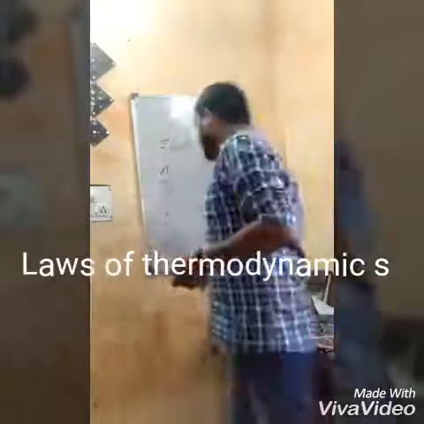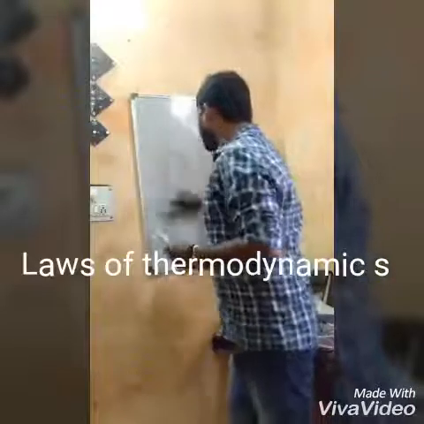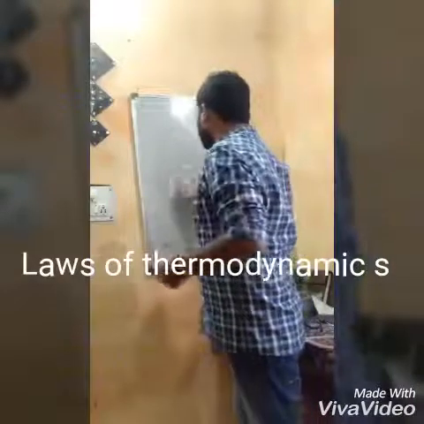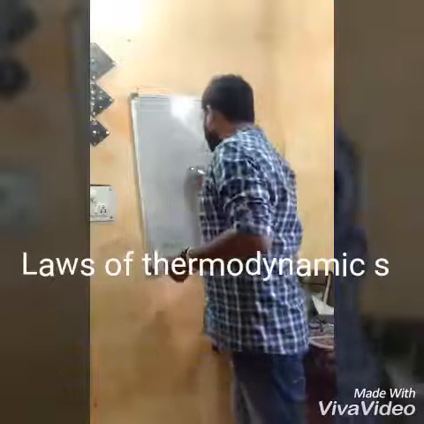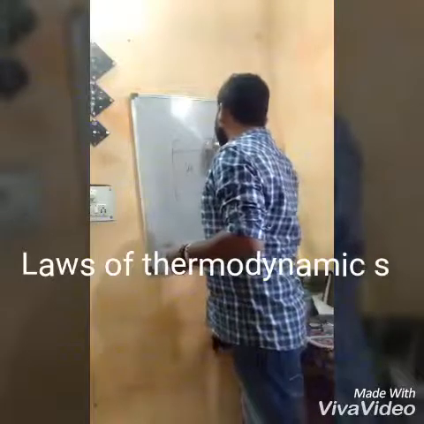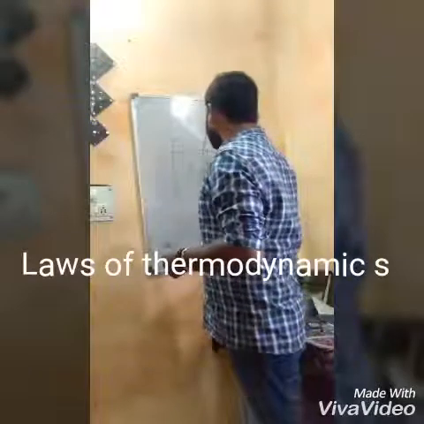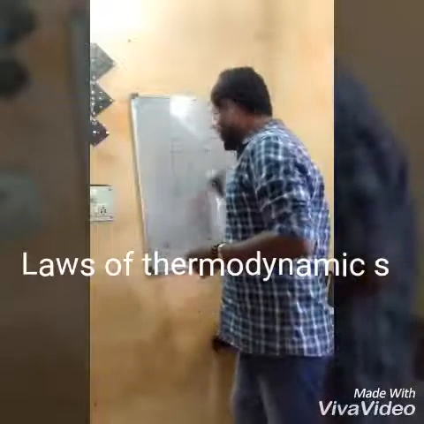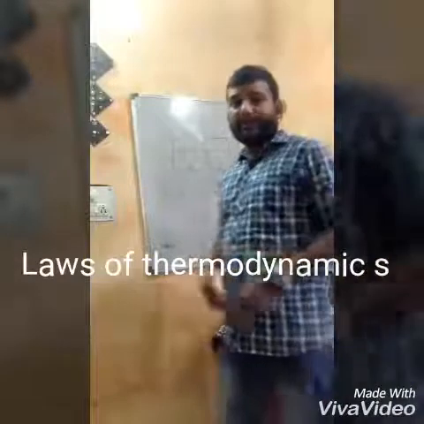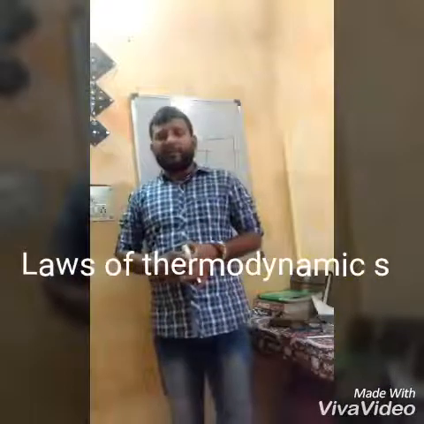It simply says if I have three working substances with me, like there is a box A and it is in thermal equilibrium with C, and there is another substance B that is also in thermal equilibrium with C, then A and B will be in thermal equilibrium. That is the zeroth law of thermodynamics, and that's the most simple law which we believe.